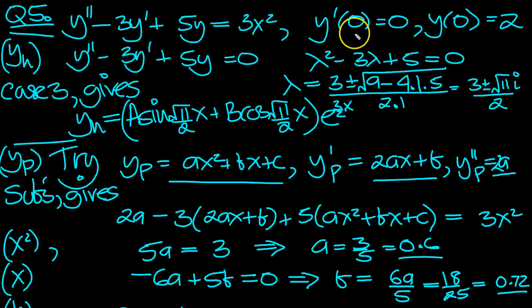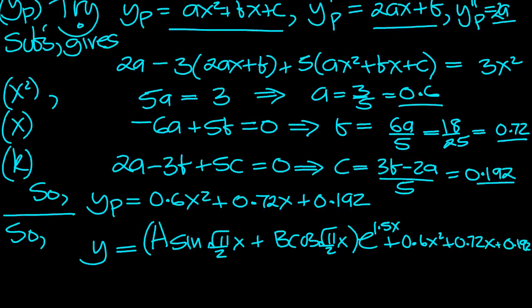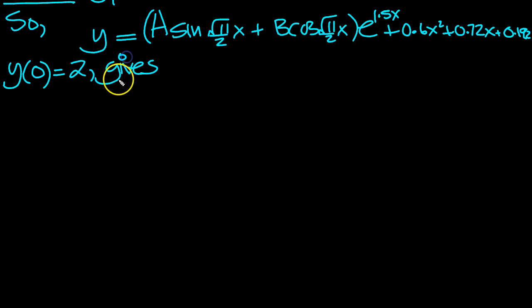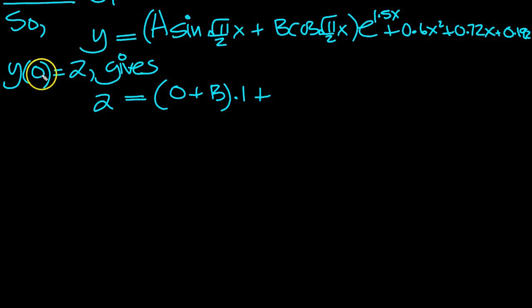Now we need to impose the initial conditions. y(0) is 2 and y dash 0 is 0. So let's turn our attention to that part of the problem now. y(0) equals 2 gives, so put it in. When x is 0, y is 2. Sine 0 is 0, so you'll get 0 there. Plus cos 0 is 1, so that'll be b. Then you'll have e to the 0, which is 1, so that's times by 1, plus, and then x is 0, so all these are 0 except for the 0.192.